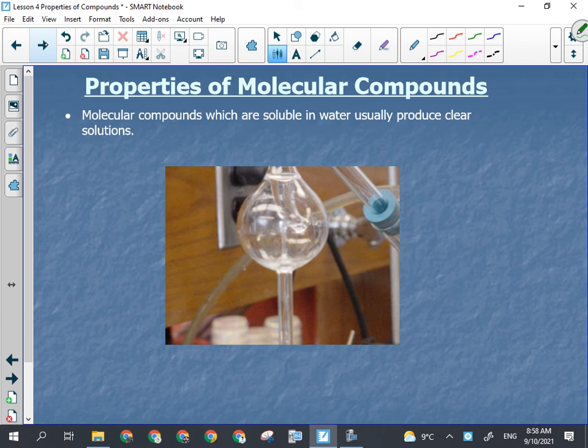Molecular compounds which are soluble in water typically produce clear solutions. You don't have a lot of brightly colored molecular compounds. Typically it's the metals that make the bright colors. So you're typically going to get clear solutions if you get something that's soluble in water. Pour alcohol in water, it stays clear. Dissolve sugar in water, it gets a little cloudy maybe, but it stays clear. No brightly colored stuff.